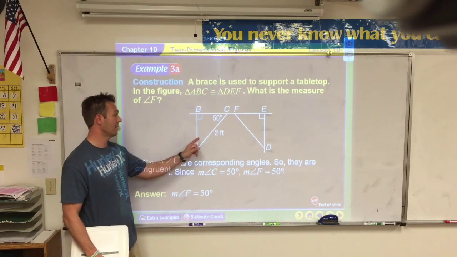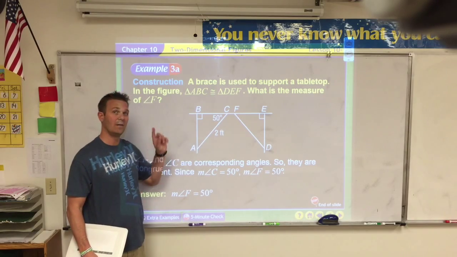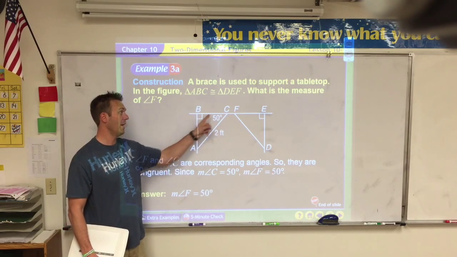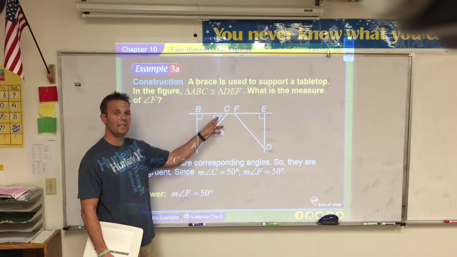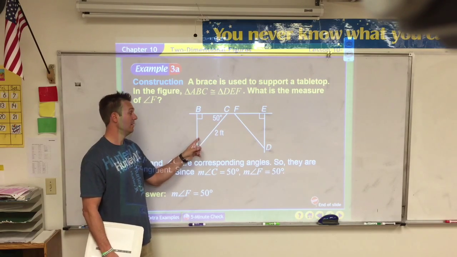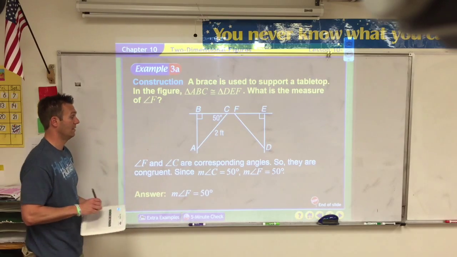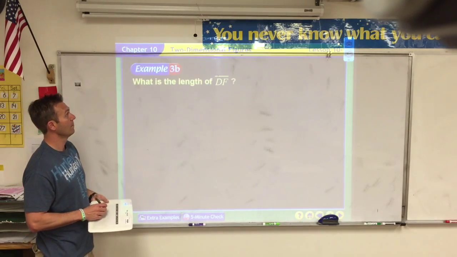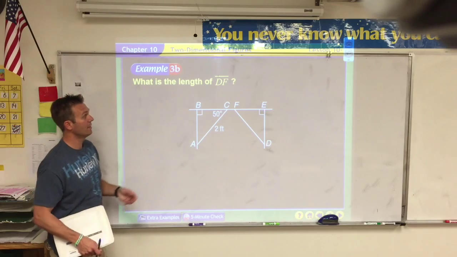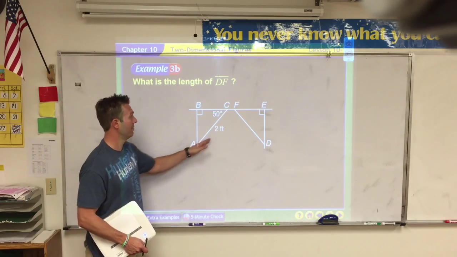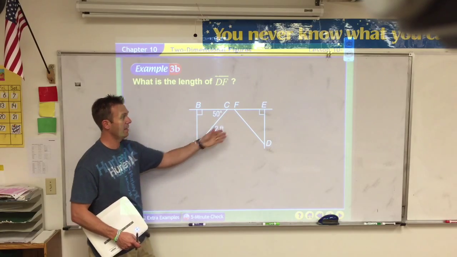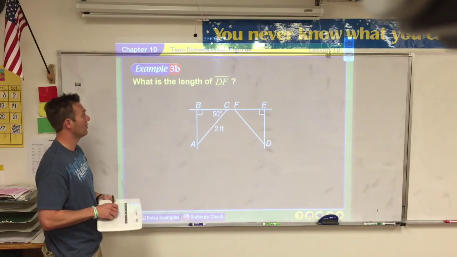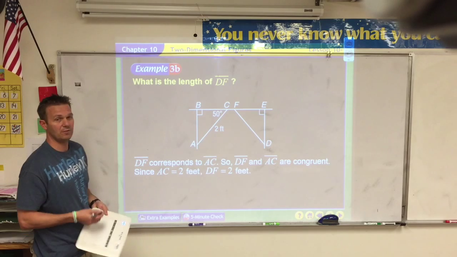Now I have a funny feeling they're going to ask you about this angle. And remember, triangles, the 3 angles, add up to 180 degrees. So we have 90 plus 50 is 140. I wonder what that's going to be. Let's find out. Okay, here they're asking for the length of DF. Okay, DF is right here. Its corresponding side is right here. So obviously, if they correspond to each other, it will be 2 feet.